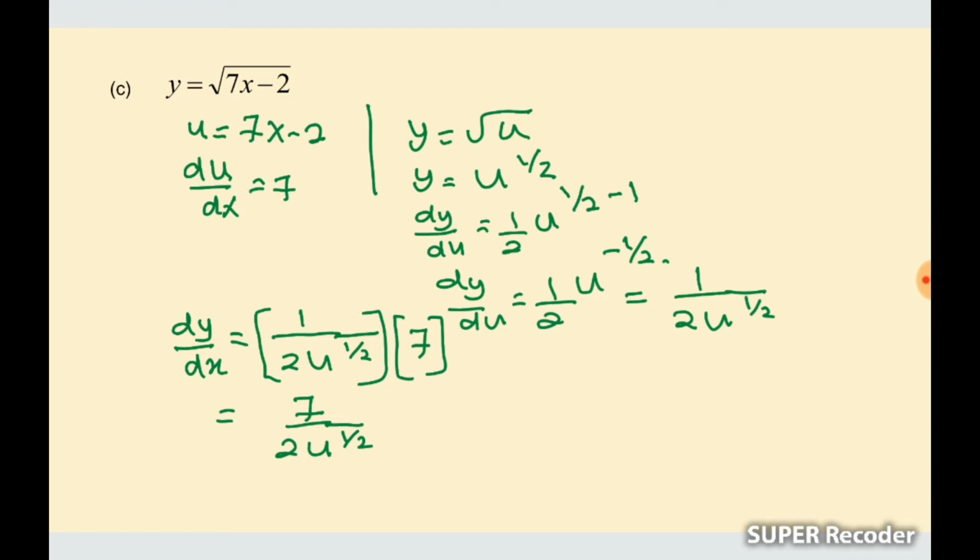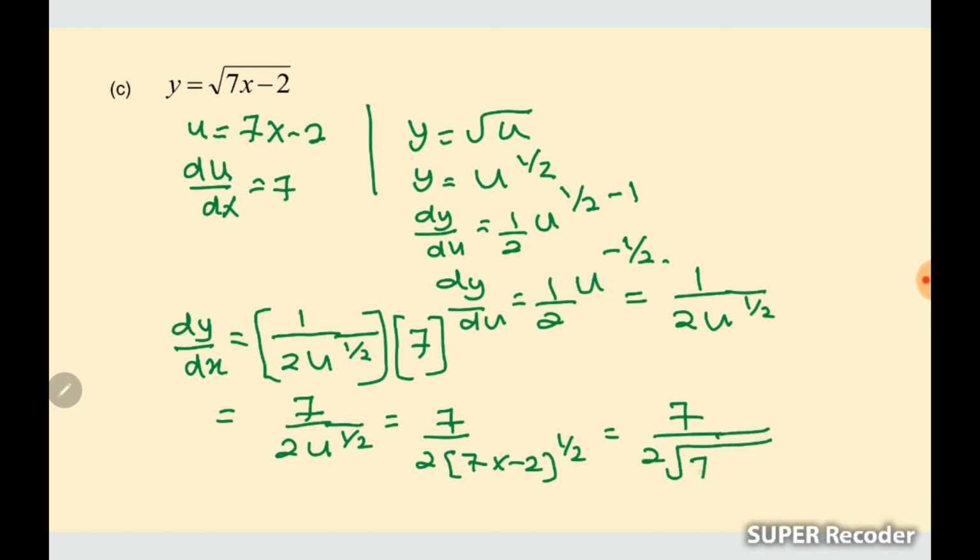When you substitute u, the answer is 7 over 2 times (7x minus 2) to the power of half, or you can write it as 7 over 2 times the square root of 7x minus 2.